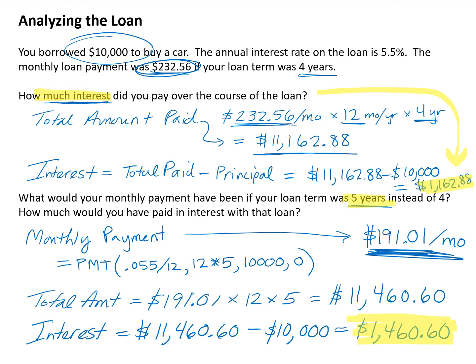So our interest, when we pay off over the course of 5 years instead of 4 years, goes up by about $300. So we end up paying more interest because we are keeping the money from the lending organization for longer. So because the time period of the loan is longer, you end up having to pay more interest back. They're basically charging you for having that money longer, having it out for longer.